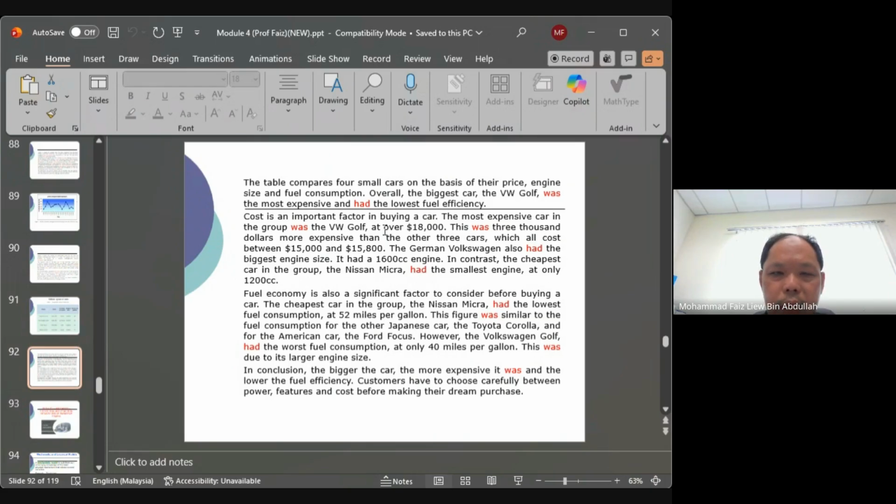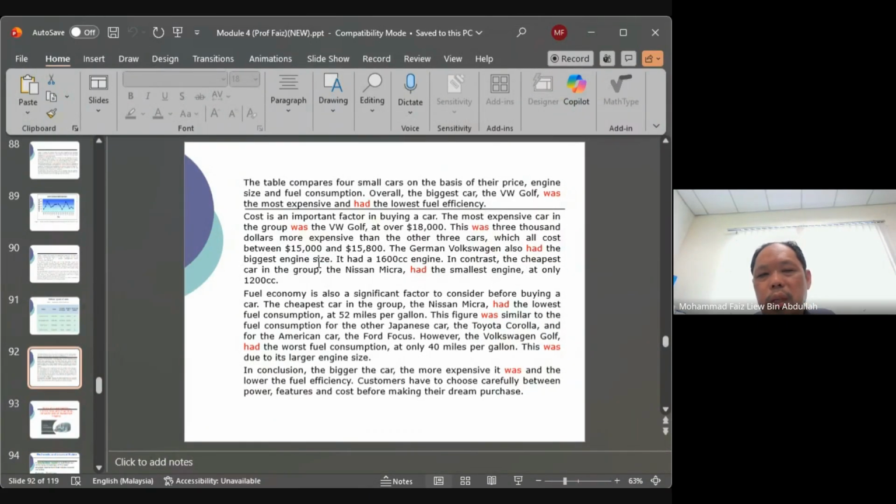Cost is an important factor in buying a car. These are the comments or suggestions that you put in. The most expensive car is the VW Golf, over 18,000, which is 3,000 more expensive than the other 3 cars, which cost only 15,000. So now you're doing comparison, putting in the different values. The German Volkswagen also has the biggest engine size, 1600, and the Nissan has the smallest, 12.